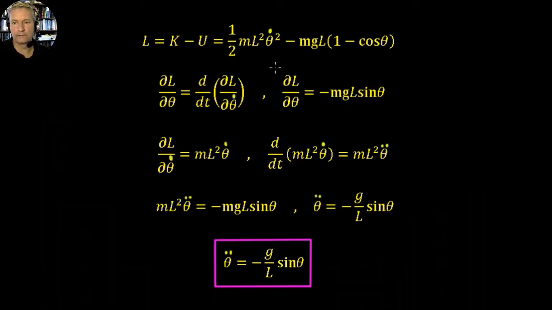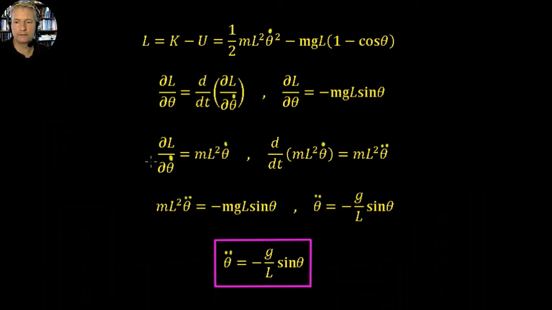Now we want to differentiate this equation with respect to theta dot, so the only part of this equation that has dependence on theta dot is this part here. The value of the half and the m and the l squared are all constants. Whenever we differentiate theta dot squared, it's going to be 2 times theta dot. So the 2 and the half cancel out, and you'll just be left with m l squared theta dot.